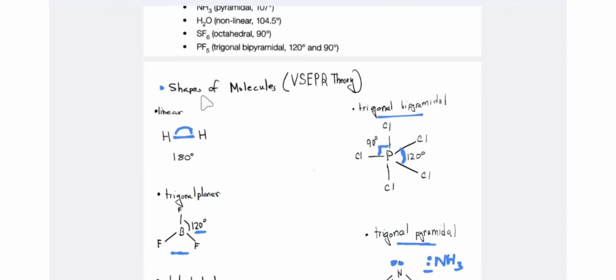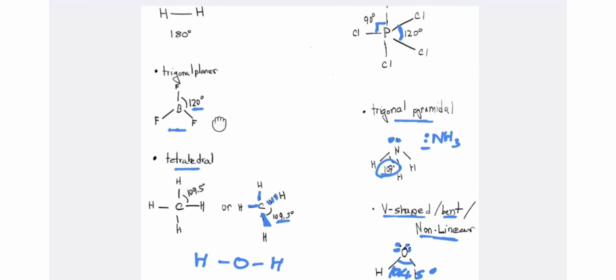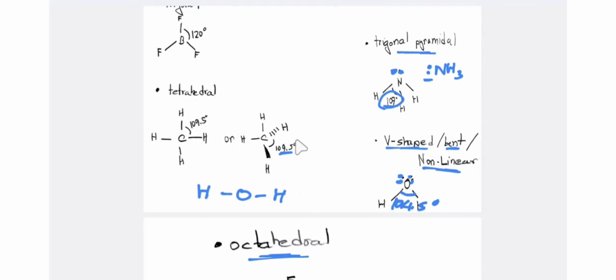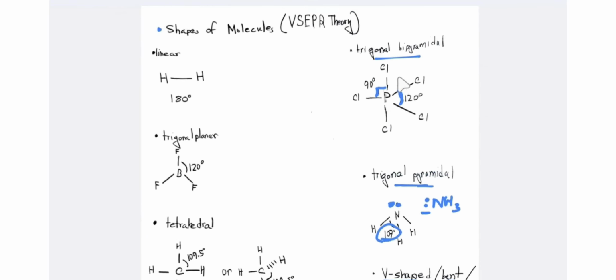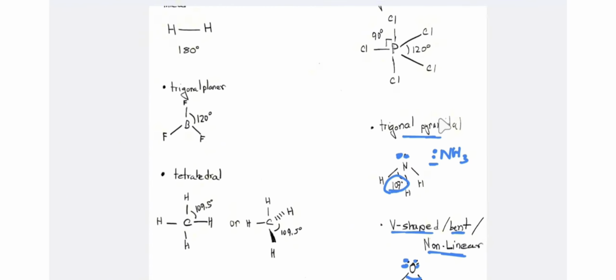So for beryllium hydride, it is linear and the bond angle is 180 degrees. Then for boron trifluoride, trigonal planar and the bond angle is 120 degrees. CH4, the bond angle is 109.5 degrees and it is tetrahedral. Then for phosphorus pentachloride, trigonal bipyramidal, 90 and 120 degrees.